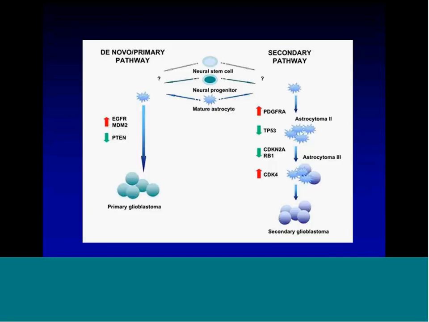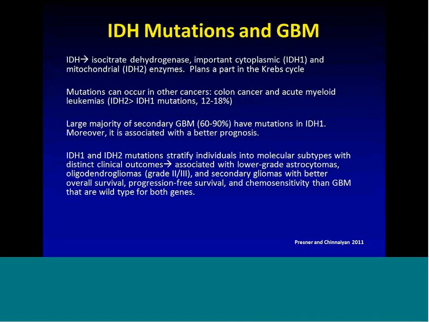So back to some of the mutations here. What I just want to mention also is IDH mutations, and I think this could be a fair game question for your boards. So IDH is isocitrate dehydrogenase, and it's part of the Krebs cycle. And there's other mutations that can occur. This can be seen in colon cancer and acute myeloid leukemia. But a large majority of secondary GBMs have this mutation. And when they have this mutation, it's associated with a much better survival.